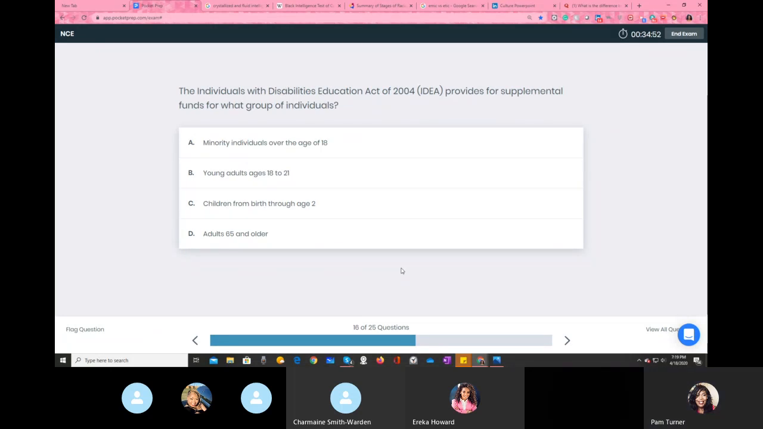IDEA. What does that mean? It has to do with schools. And unfortunately, it really wasn't accepted. It wasn't made a law until like the late 70s, early 80s. It provides supplemental funds for who?